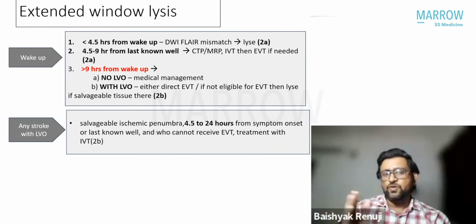More than 9 hours to 24 hours without LVO, medical management. With LVO, whether it is wake-up or non-wake-up, if an LVO is presenting after 4.5 hours, if they are not being taken for EVT, you can offer lysis, but there is a risk of bleed. The only thing you have to prove is that there is a salvageable penumbra. Again, it requires high-end imaging, which is sometimes difficult.